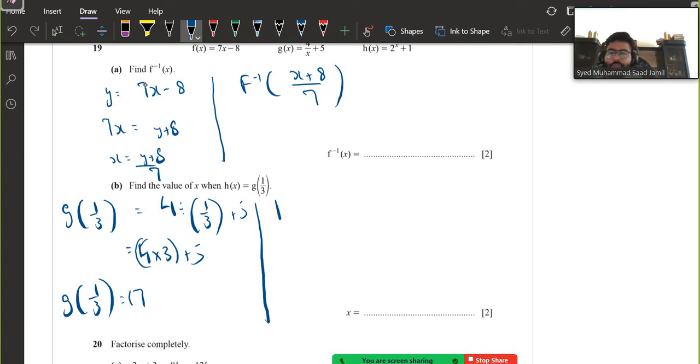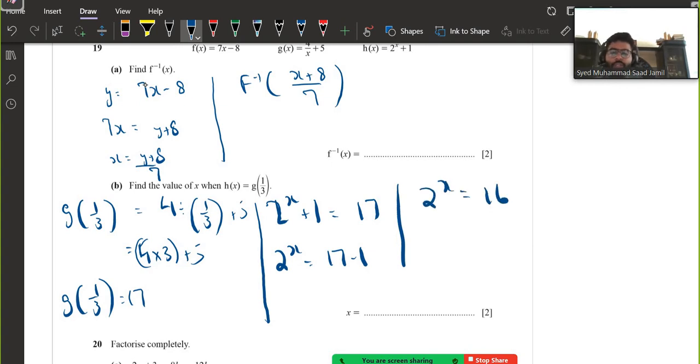So instead of h of x, I will just write 2 raised to power x plus 1 is equals to 17. 2 to the power x is equals to 17 minus 1. 2 to the power x is equals to 16. Now, instead of getting confused, just remember this. Can I write 2 to the power of 4 to make it 16? Yeah, I can. So x is equals to 4.